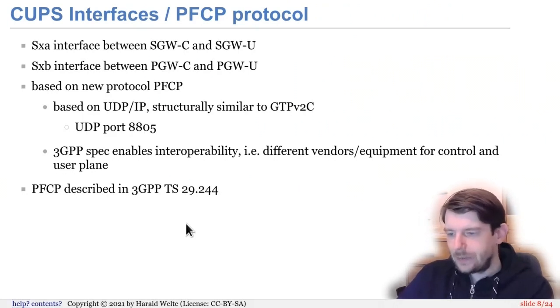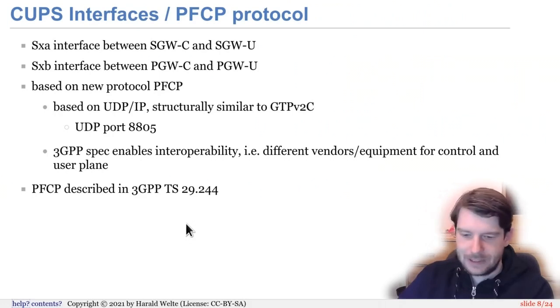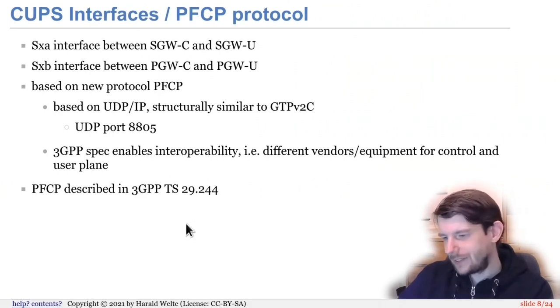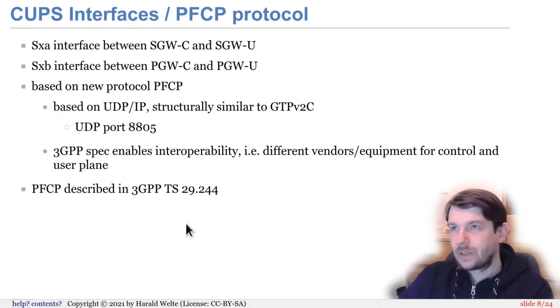This PFCP is specified in TS 29.244 for those who want to look at the details. It's not specified in some kind of formal syntax, no ASN.1, no OpenAPI, RESTful services, nothing of that sort. It's one of those classic protocols where you have a textual description of how the individual information elements and header fields and so on are encoded. Quite surprising that new protocols in 2017 still get specified that way.